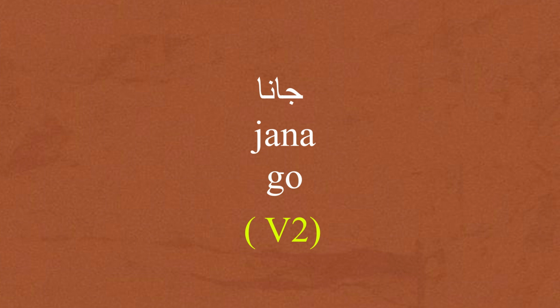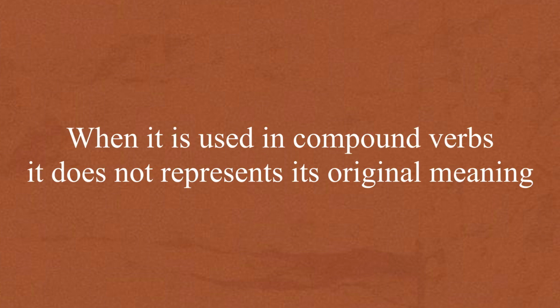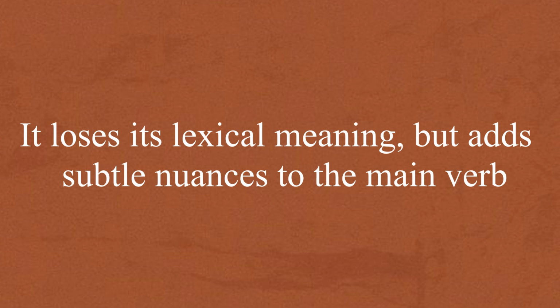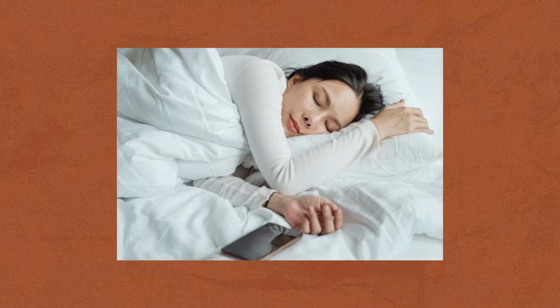Do you know what jana means? The primary verb means to go. Jana is to go. When they're used to form a compound verb, they lose their original meaning. So jana will lose its meaning, which is to go. Now let's see how compound verbs are made. For example, you're going to bed, you're going to sleep. You want this action to be expressed: sleeping.